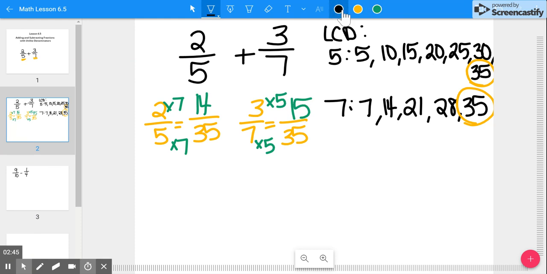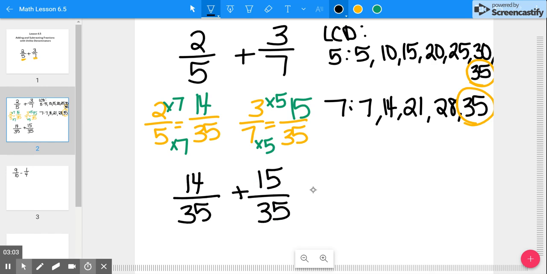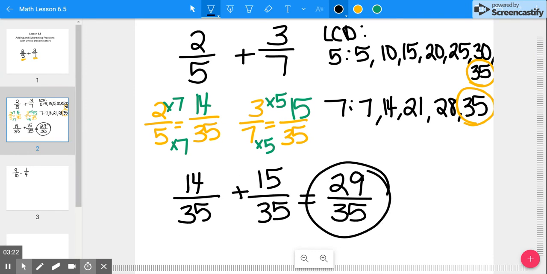Now, when I go to write my new problem, I'm using the equivalent fractions. So I'm going to rewrite my new problem as 14 over 35, because that's what my equivalent fraction to 2/5 was, plus 15 over 35. So now when I solve this, as long as my denominators are the exact same, which they should be, I keep my denominator the same. And then I just add the top. I say 14 plus 15. So 4 plus 5 is 9. 1 plus 1 is 2. So 29/35 is my answer.